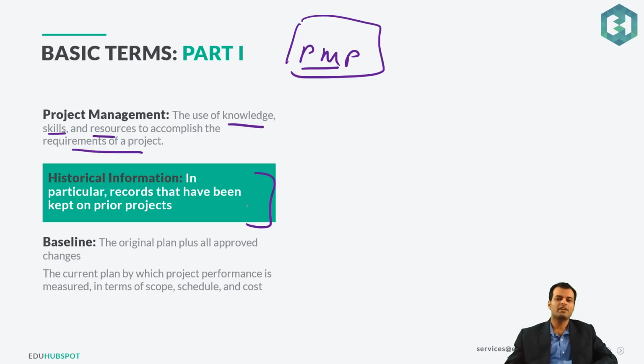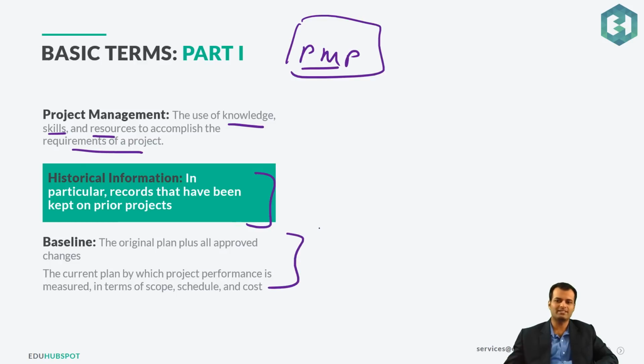Historical information, in particular records that have been kept on prior projects. So historical information is another common term which we will see a lot. Like for example, the lessons learned, you can call it like that. Whatever things have been done in the past, some good things or some bad things, if they are good things, we want to replicate those good things. You might go and talk to your friends and colleagues who have already cleared the PMP exam and ask them what good things helped them, and you may want to do the same things.